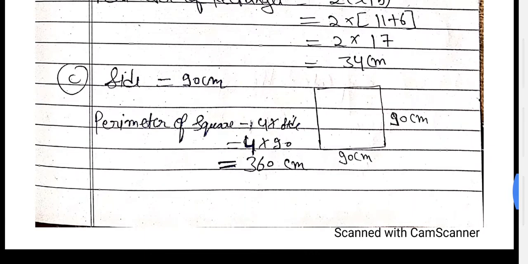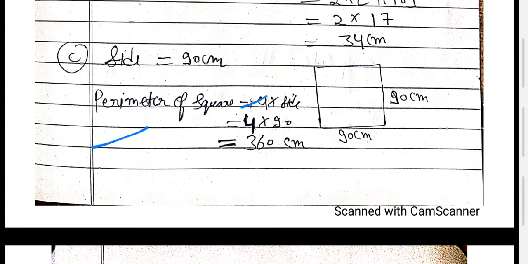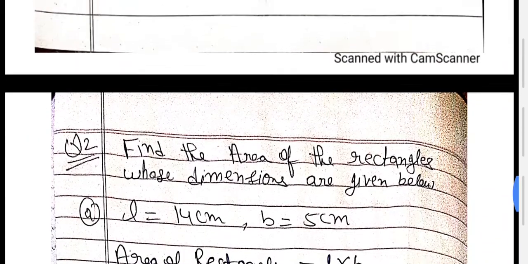Now come on, see, side is given, so it is a square. So perimeter of square, the formula of perimeter of square is 4 into side. 4 into what is the value of side? It is 90. When you multiply you get 360. So answer is 360 centimeter. Now come on question number 2.